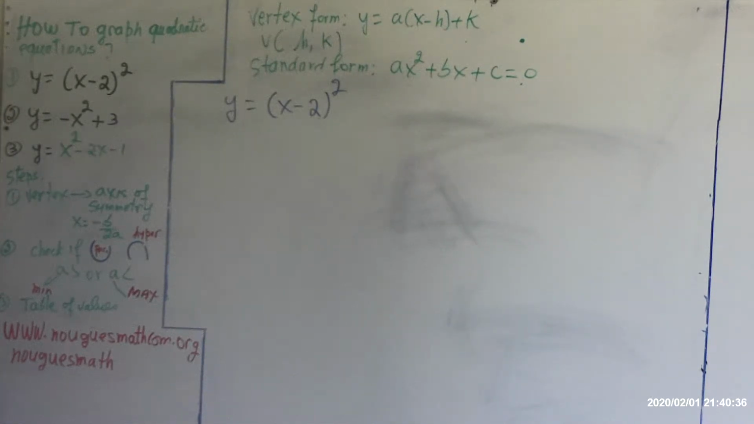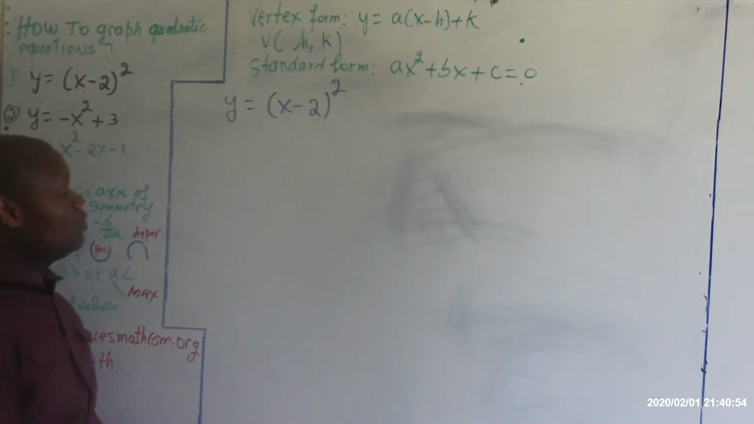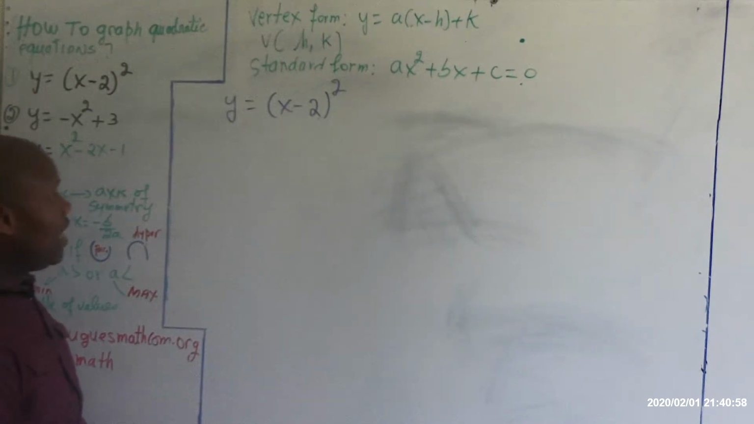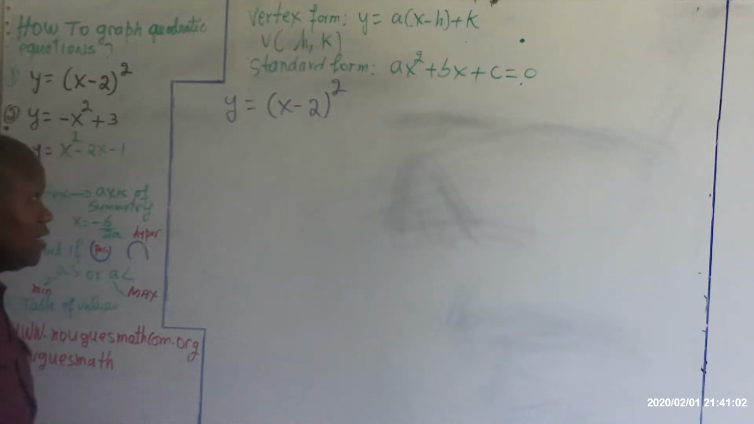If you know how to graph a linear equation, it will be easier for you to graph a quadratic equation. We have 2 forms to graph a quadratic equation. First, the vertex form, which is y equals a times (x minus h) squared plus k. The second is the standard form, which is ax squared plus bx plus c equals 0.